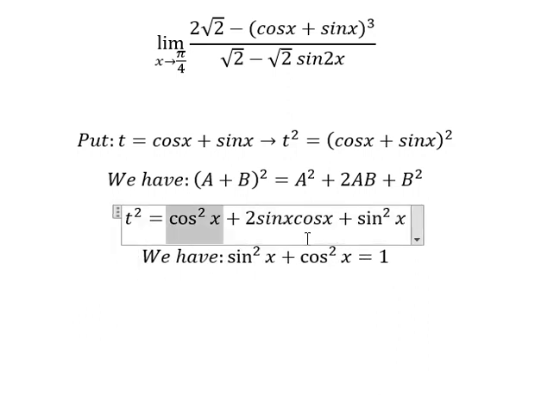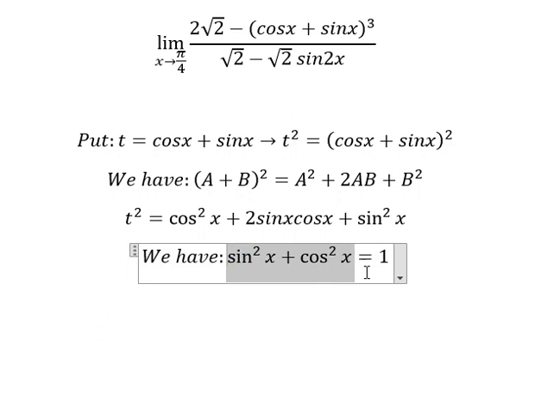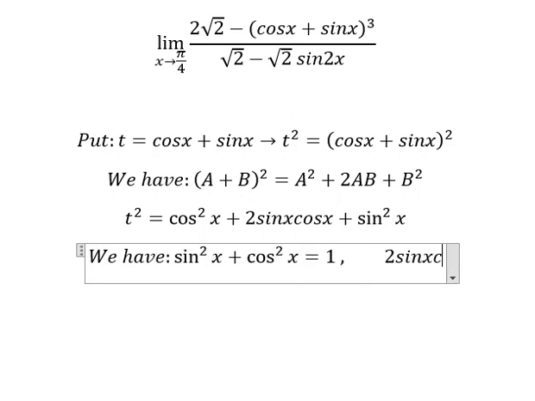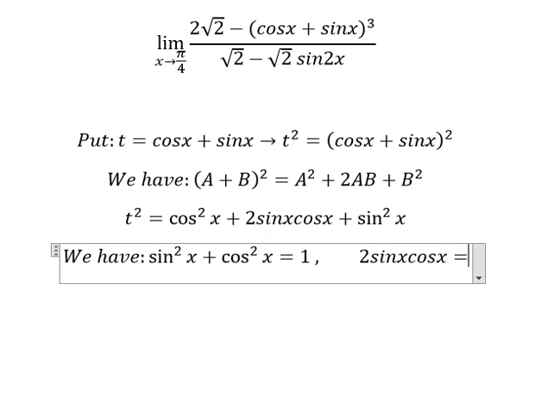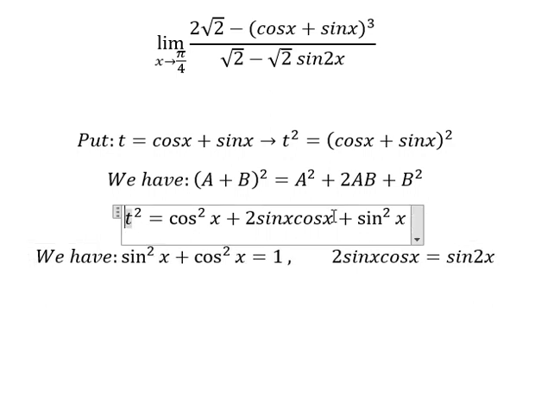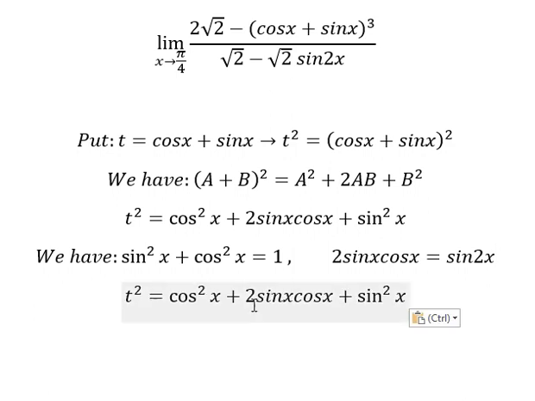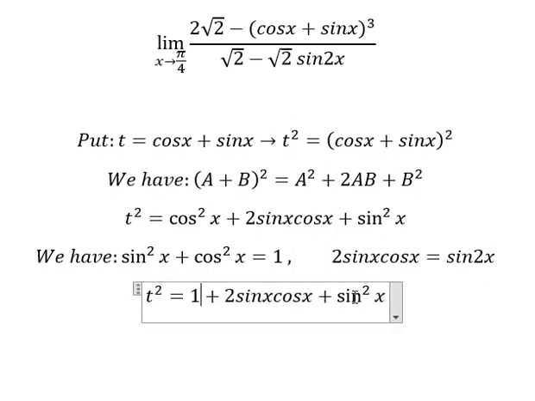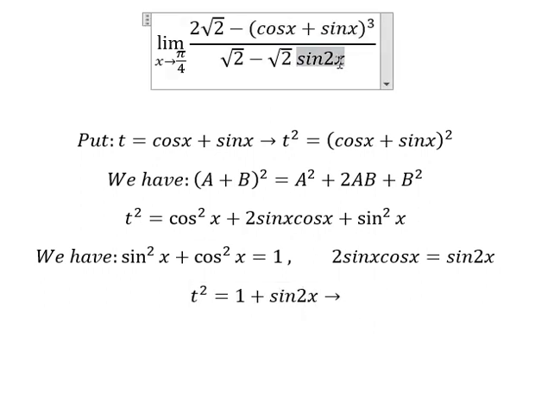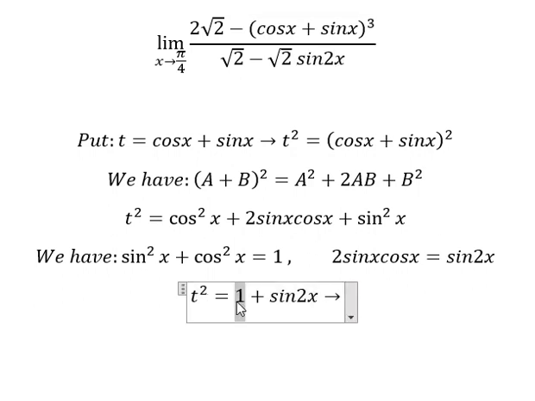So we know that this one and this one give you number 1. And the next one, 2 sin x cosine x, that is sin 2x. So for this one we have number 1, and this one we have sin 2x. Now because we have sin 2x, I will put number 1 go to the left.